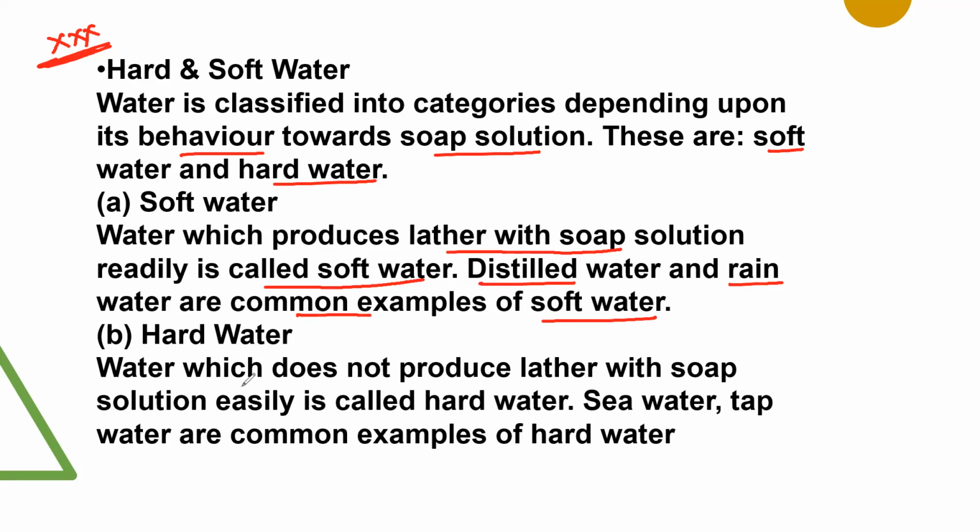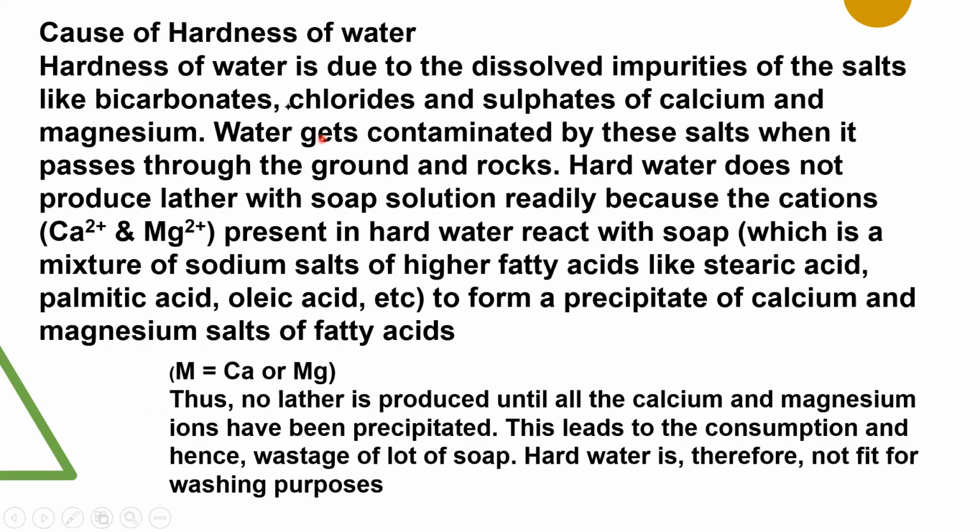Next, hard water. Water which does not produce lather with soap solution easily is called hard water. Sea water and tap water are common examples of hard water. Now we are going to see what makes ordinary water hard. It is very, very important, so please listen carefully, all of you. Causes of hardness of water.